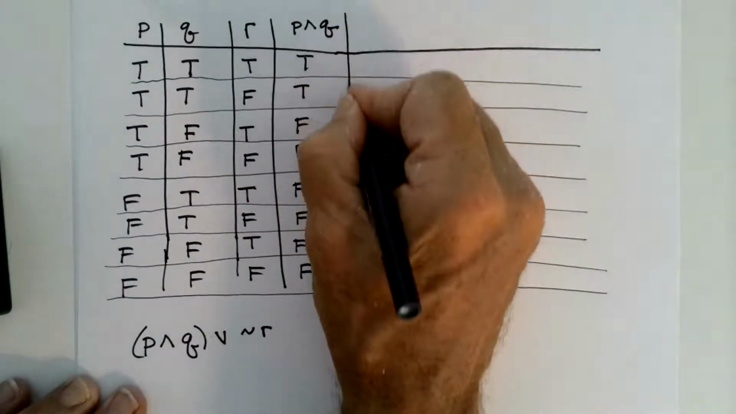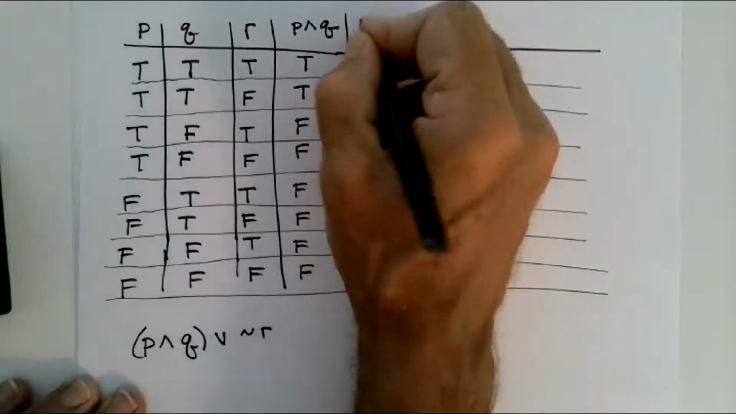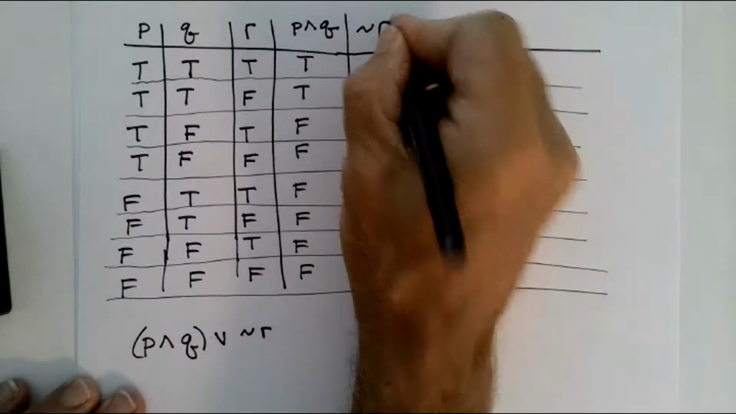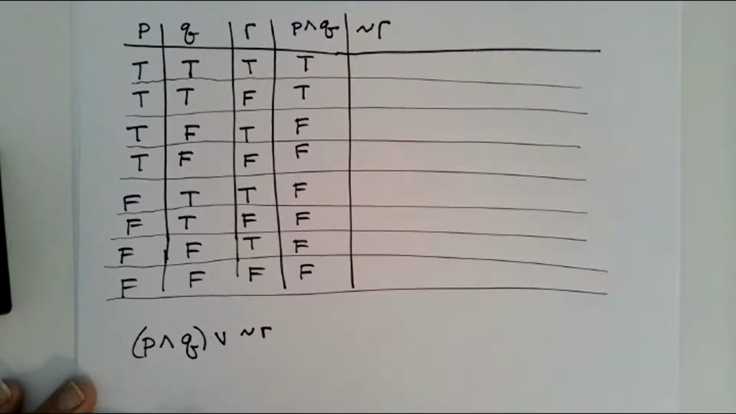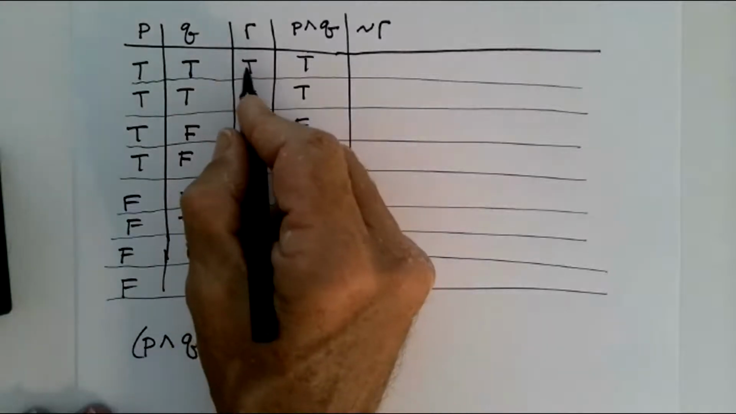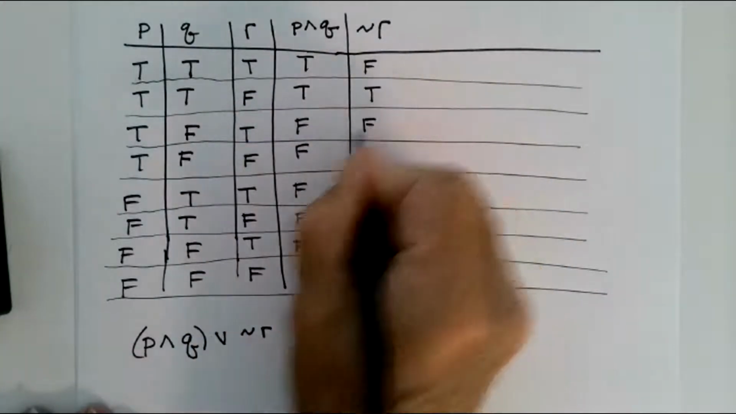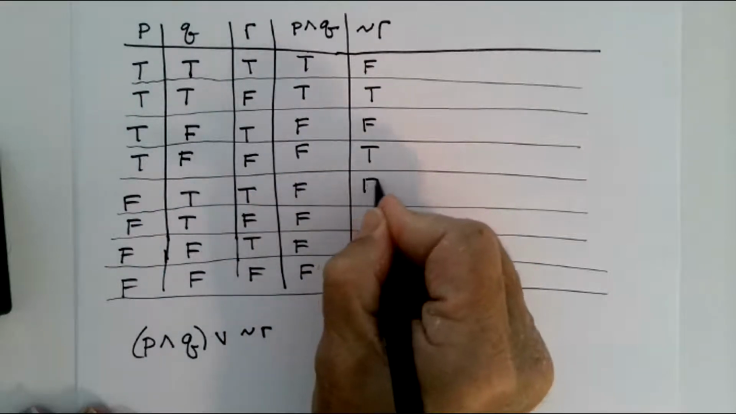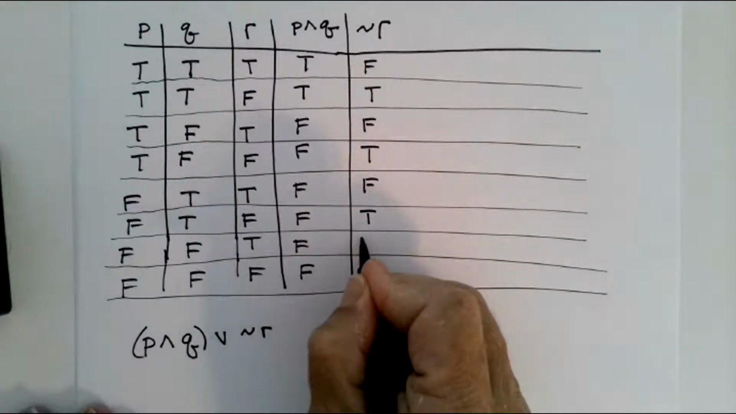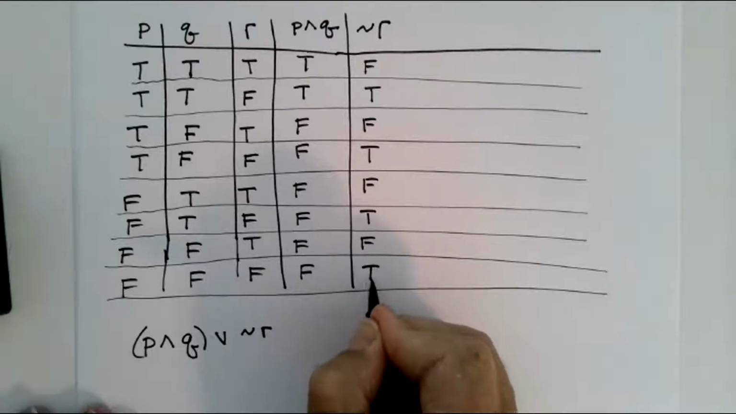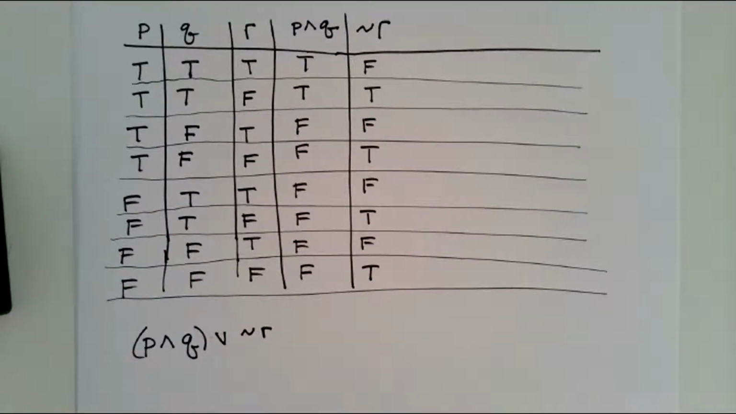Now, how about not R? Currently, our R column is TF, TF, TF, TF. So what will not R be? Not R will be: T becomes F, F becomes T, T becomes F, F becomes T, T becomes F, F becomes T, T becomes F, F becomes T. That is the not R column.